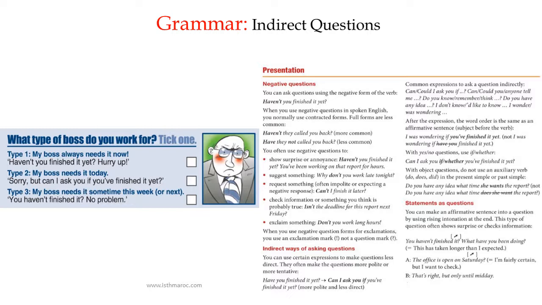Statements as questions, or sentences in the form of questions. You can make an affirmative sentence into a question by using rising intonation at the end. This type of question often shows surprise or checks information. You haven't finished it yet? What have you been doing? This intonation has to do with the voice, and you put it at the end.